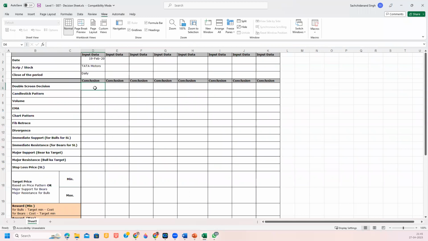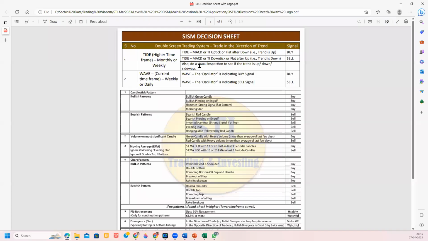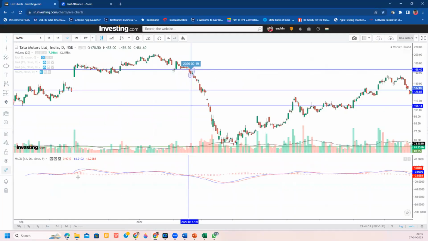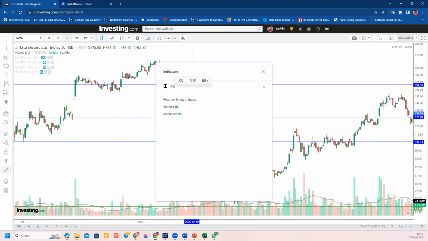Now the double screen decision. As part of the double screen decision, we have evaluated the tide, that is MACD, and as per the MACD evaluation, it is giving a sell signal. At the same time, we also need to evaluate what the wave is saying. The wave signal can be evaluated based on oscillators, and we learned two types of oscillators. Once the MACD decision is done, we can remove the MACD and add the oscillators. The two oscillators we learned are RSI and stochastic.